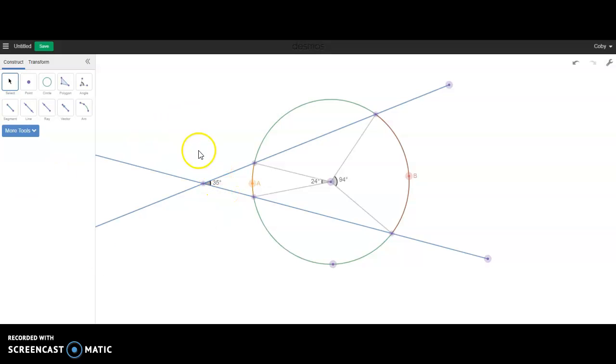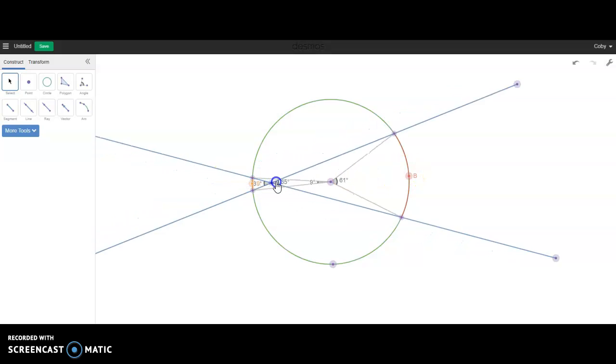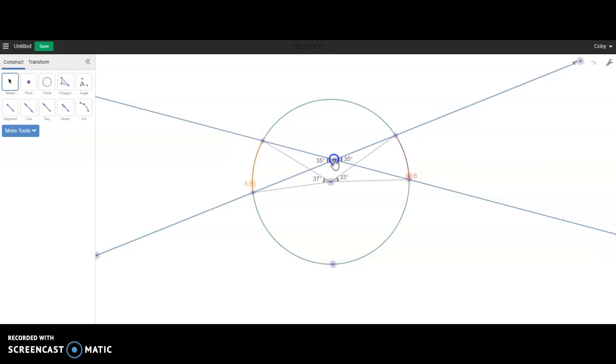So, to recap these last two theorems, if the secants or the chords intersect outside the circle, then the angle they form is half of the difference of arc A and B. If this intersection point is inside the circle, like this, then the angles they form are exactly half of the sum of arc A and B.